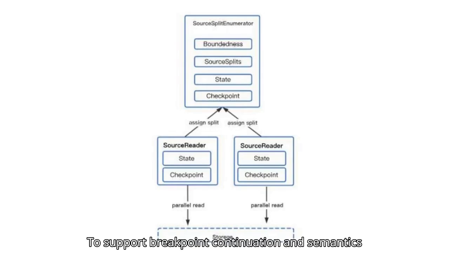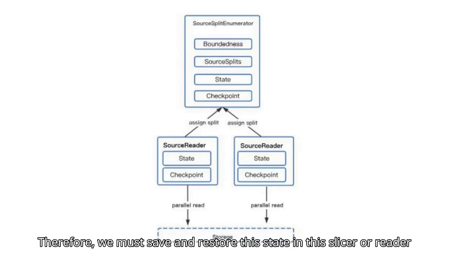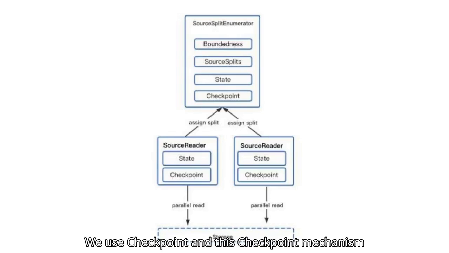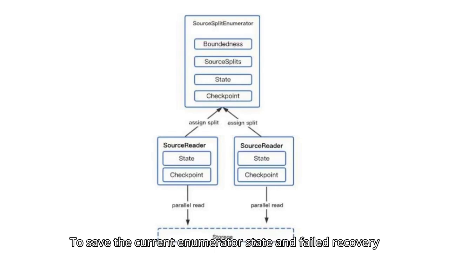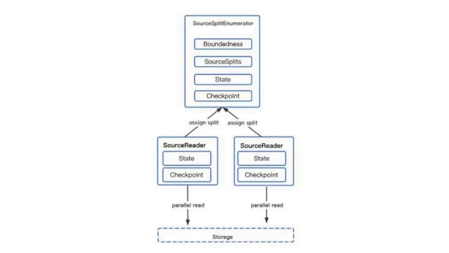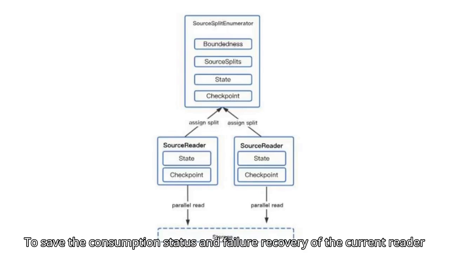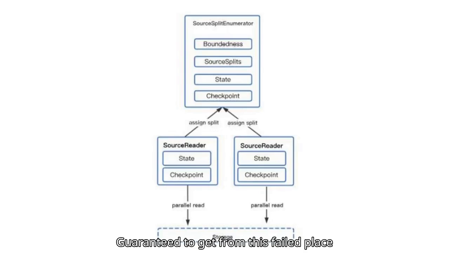At the same time, to support breakpoint continuation and exactly-once semantics, we must save and restore the state in the split reader. For example, in the enumerator, we use the checkpoint mechanism to save the current enumerator state for failure recovery. And then, in every reader at the same time, we also go through the checkpoint mechanism to save the consumption status and failure recovery of the current reader, guaranteeing that we can continue to read the data from the place where it failed.